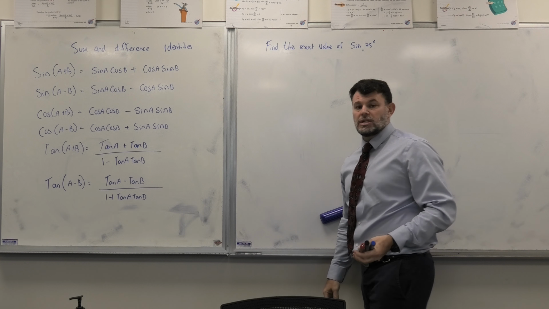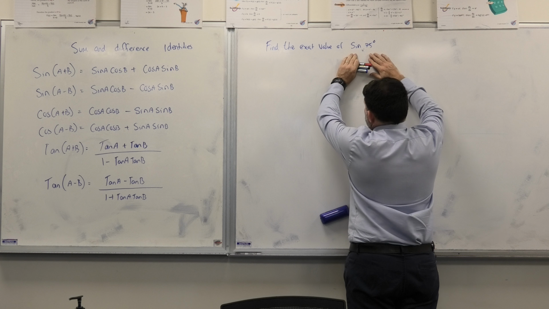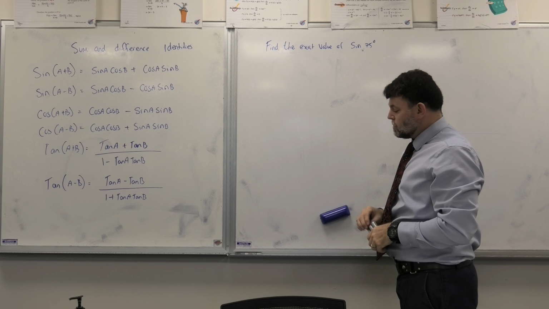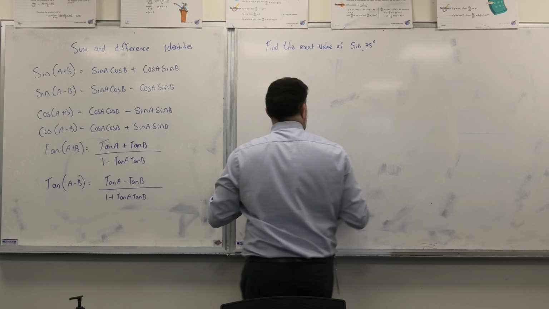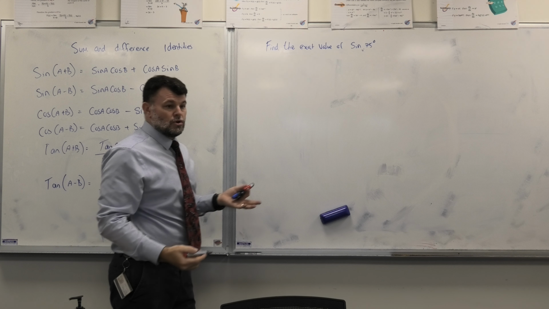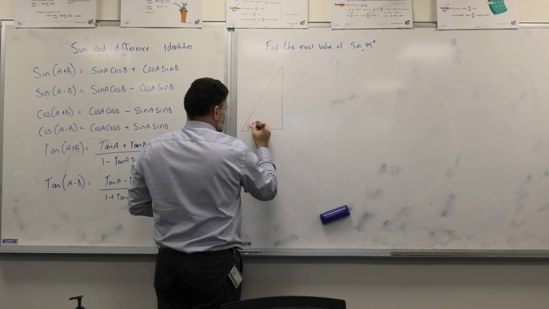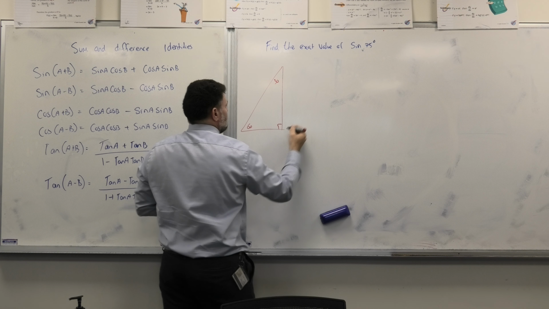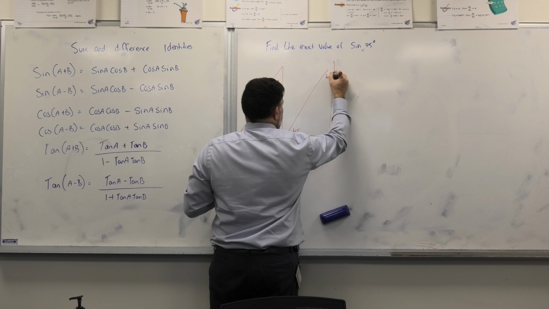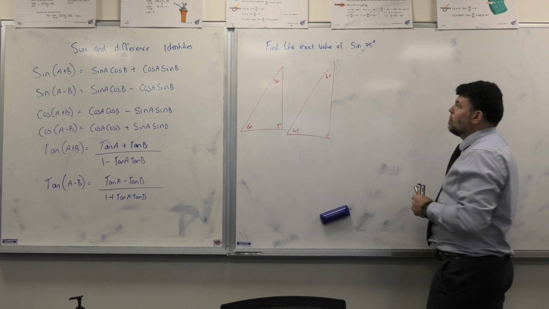Another good thing about identities is we can take simple questions that look like this and find out what the exact values are going to be. Now, when it comes to exact values, the most common ones that we come across are known in your unit circle, or your special angle triangles. So we have 60, 30, 90. We also have 45 as well.